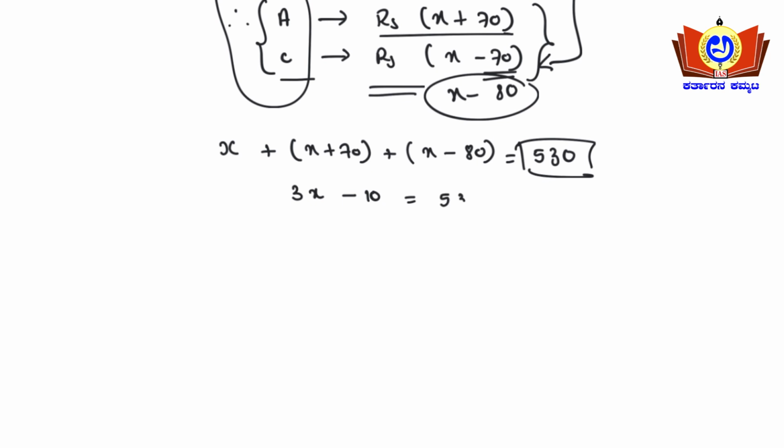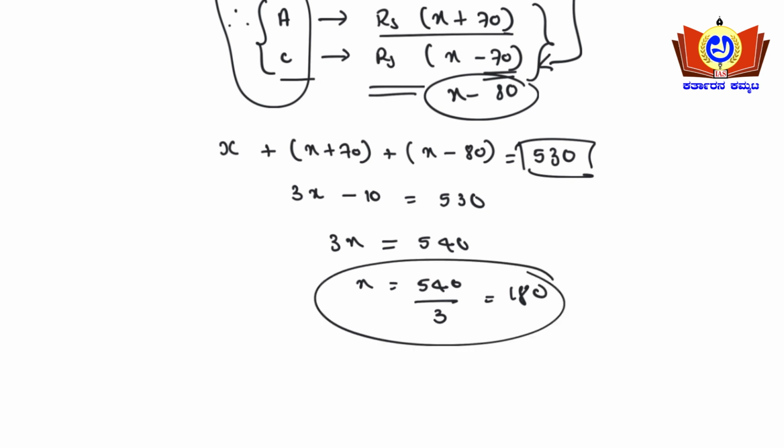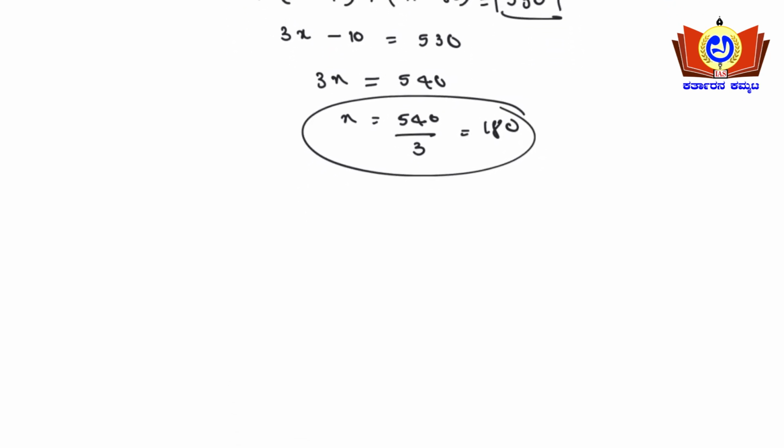So upon solving this, I will be getting 3X minus 10 equals 530. 3X will be equal to 540. X will be equal to 540 upon 3, that is nothing but 180. Okay guys, so X is 180 here. So the shares I'll be writing here.